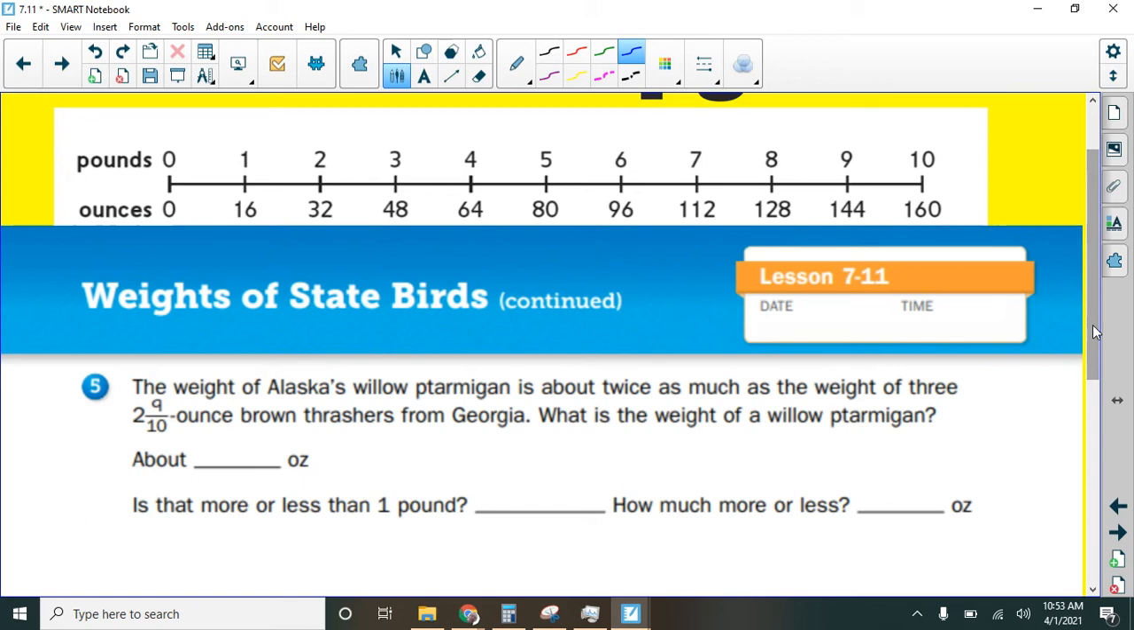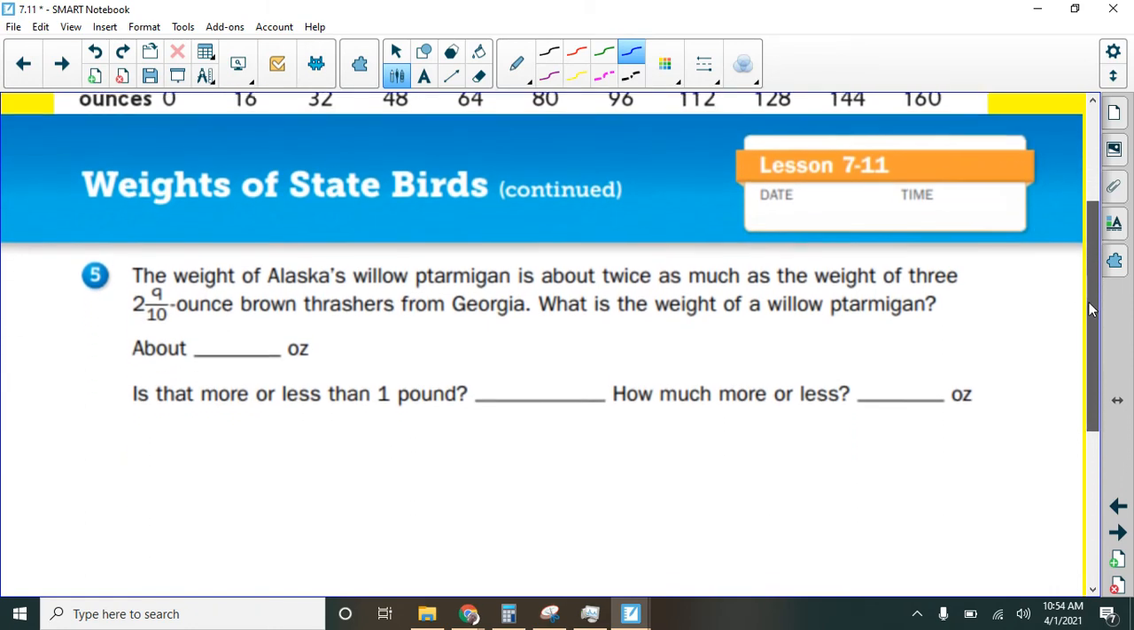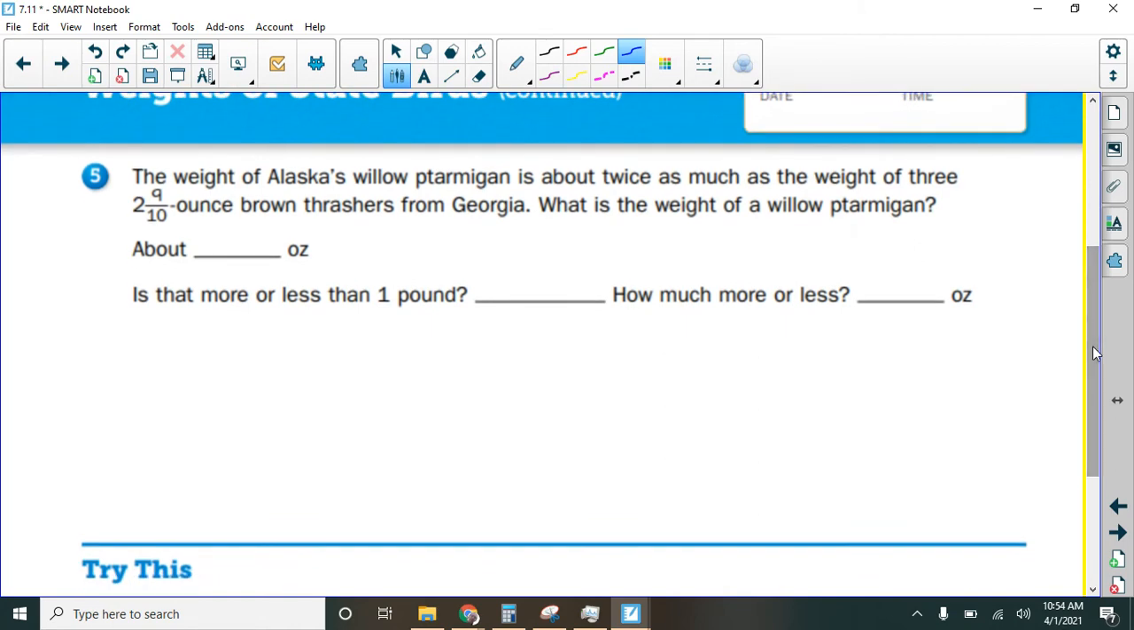Alaska's willow ptarmigan, I think that's a silent P, is about twice as much as the weight of 3 2 9/10 ounce brown thrashers. These are all birds. If you have permission, you can look up to see what these birds look like. What is the weight of a willow ptarmigan? So the willow ptarmigan is twice as much as 3 of these brown thrashers. So what do we need to figure out first? We've got to figure out how much the 3 brown thrashers weigh. What math problem do you think we should do to find the weight of 3 brown thrashers?